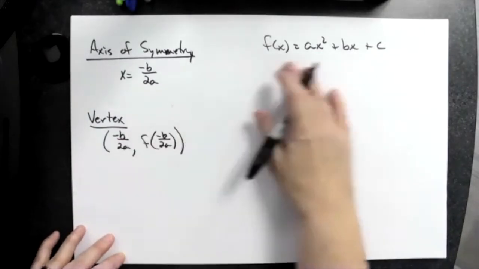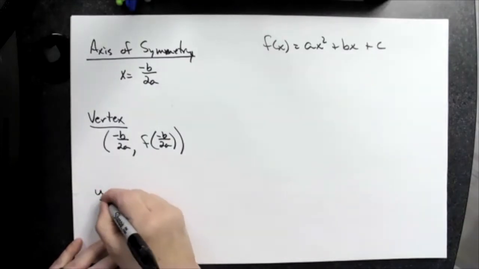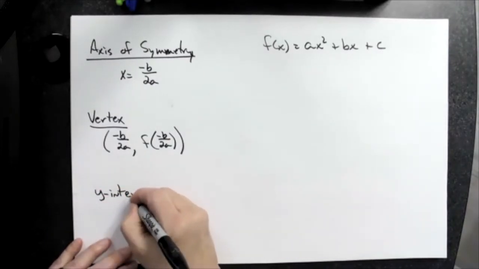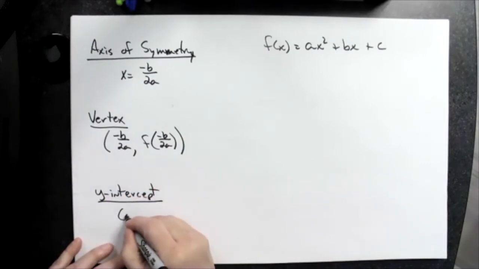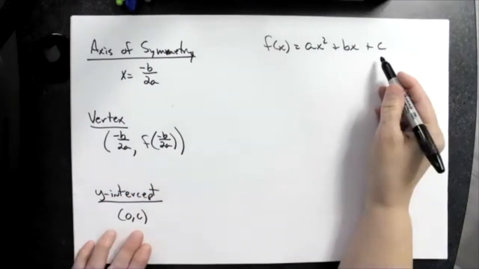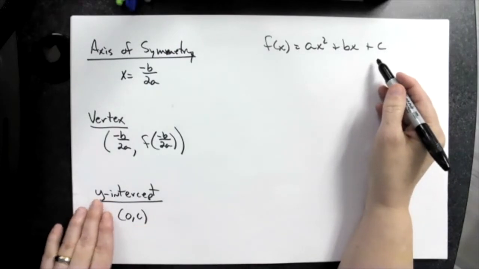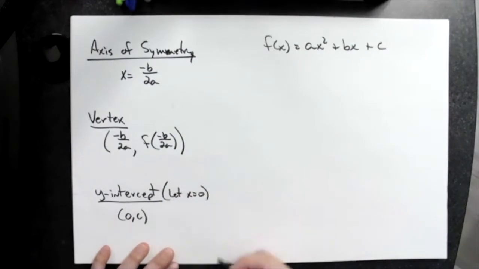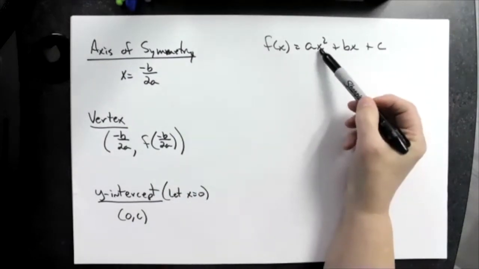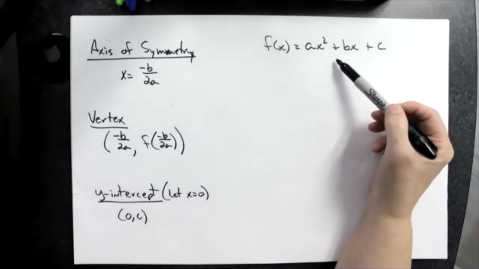Again, when it's in this form, our y-intercept is going to be the ordered pair (0, c) every time. But why? When I'm trying to find a y-intercept, I let x equal 0. If I let x equal 0 here, this term goes to 0. If I let x equal 0 here, this term goes to 0.